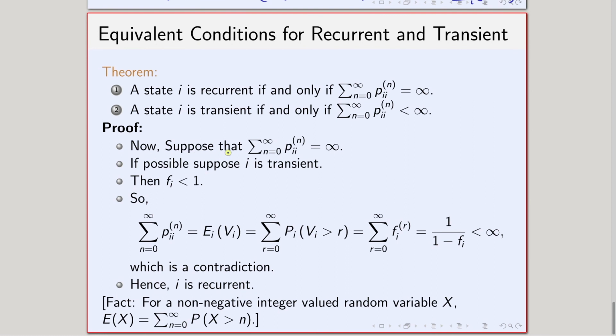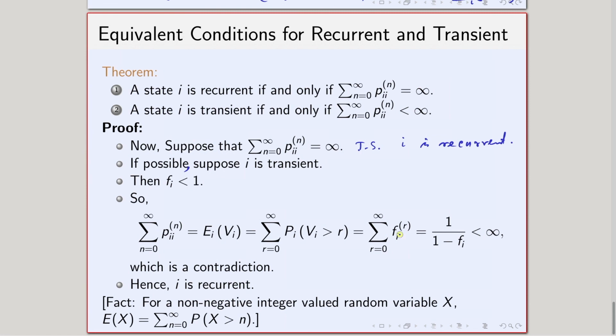Now suppose that the summation is infinite; we want to show that i is recurrent. The way to prove this is again by contradiction. If possible, let us take that i is transient. If i is transient, then f_i is less than 1, by the definition of a transient state.